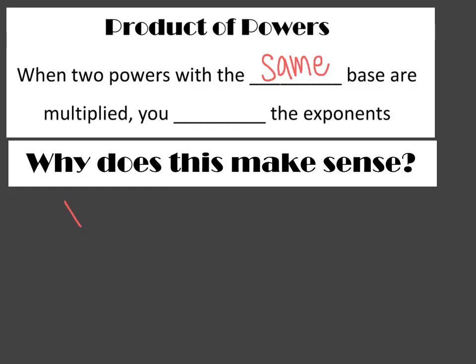So I'm looking at two powers with the same base. For example, like x to the third times x to the fourth, right? I have two powers. They each have the same base. They're both x's, okay? And they're being multiplied together. So this is the type of situation I'm talking about. Now what the shortcut tells me is when two powers with the same base are multiplied, I'm going to add up those exponents.